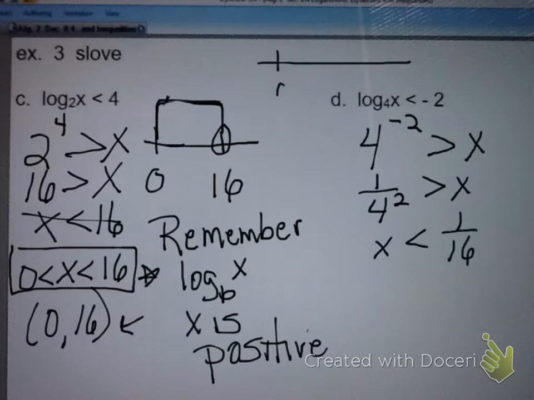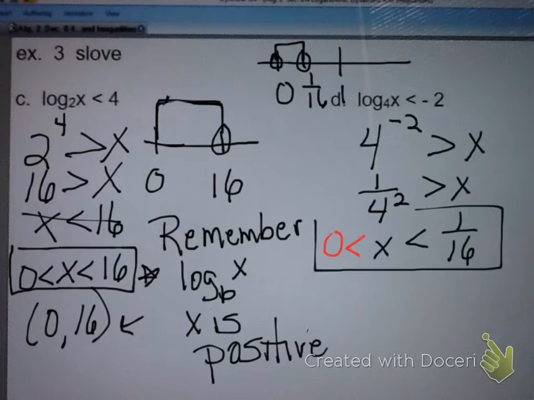Now let's do a quick little number line. Here's 1/16, and it's going to go to the left. But remember, it can't go past 0, because to the left of 0 are negative numbers. So that's inequality notation, and now to put it in interval notation.